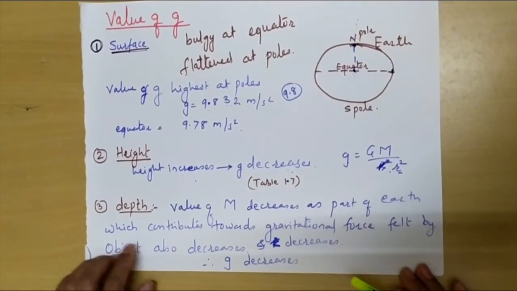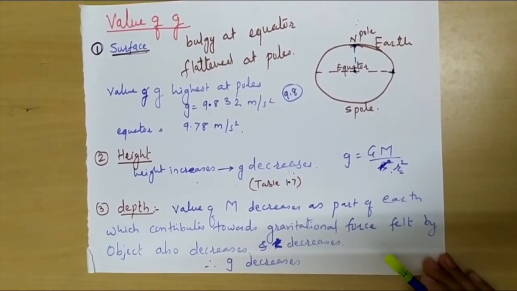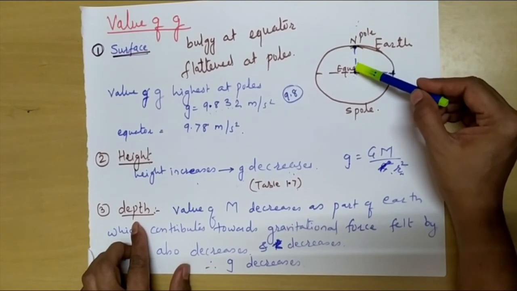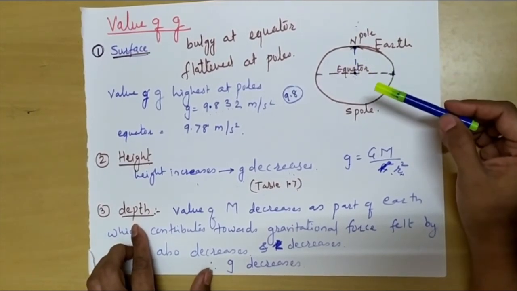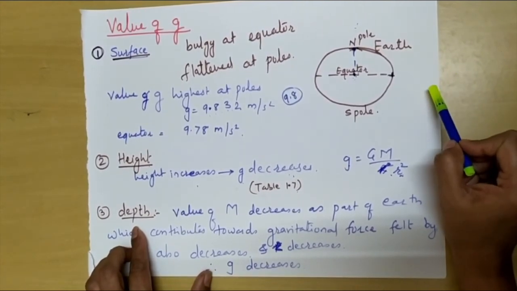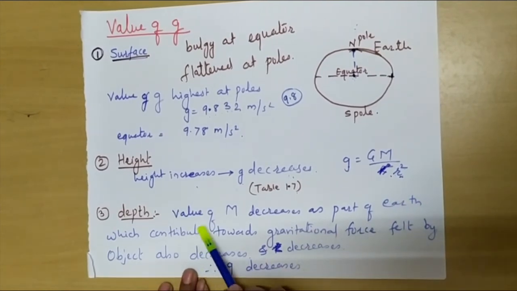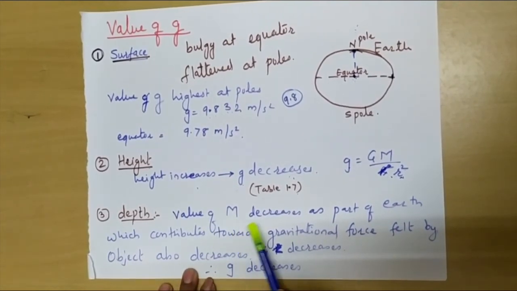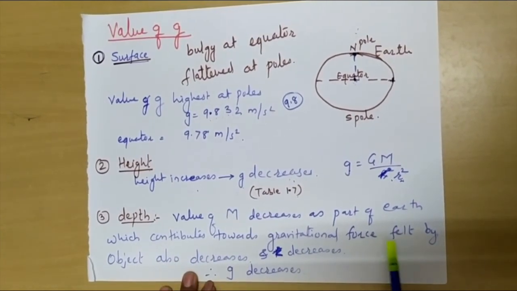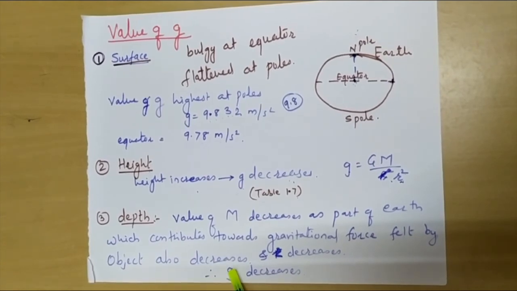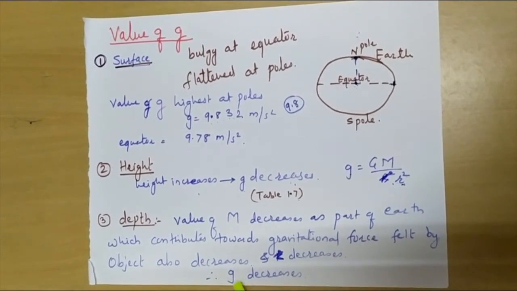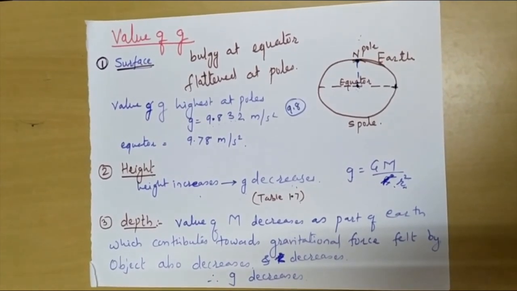Now let us consider the third point, depth. As you go below the surface of the Earth, does the value of g increase or decrease? Instead of increasing, it again decreases. Now what is the reason behind it? The value of M, that is the mass of the Earth, decreases, as the part of the Earth which contributes towards the gravitational force felt by the object also decreases, and capital R also decreases. Therefore, g also decreases. Instead of increasing, it decreases.